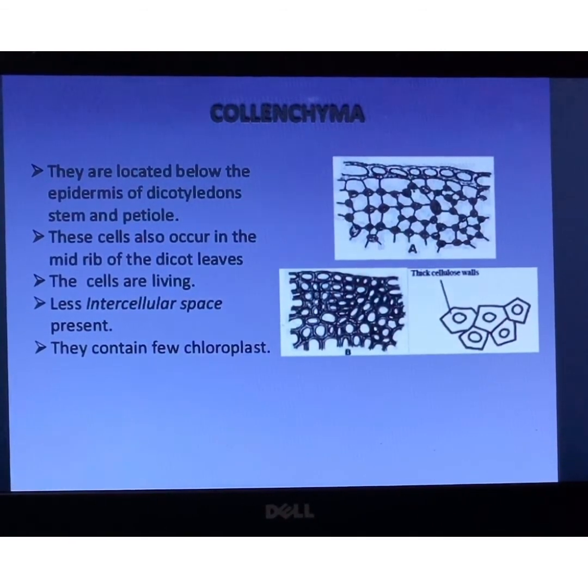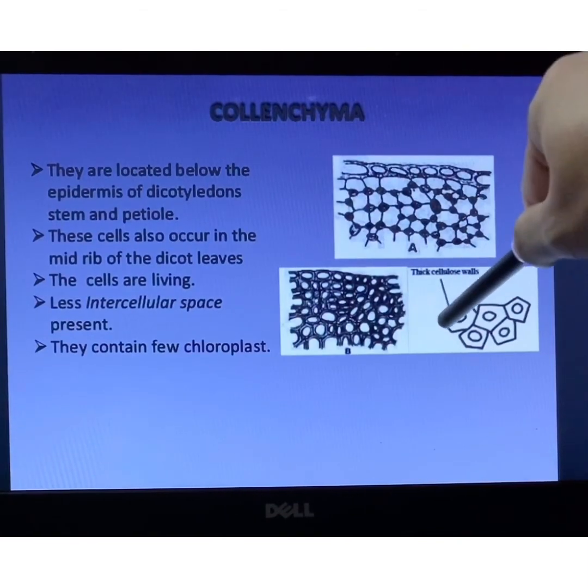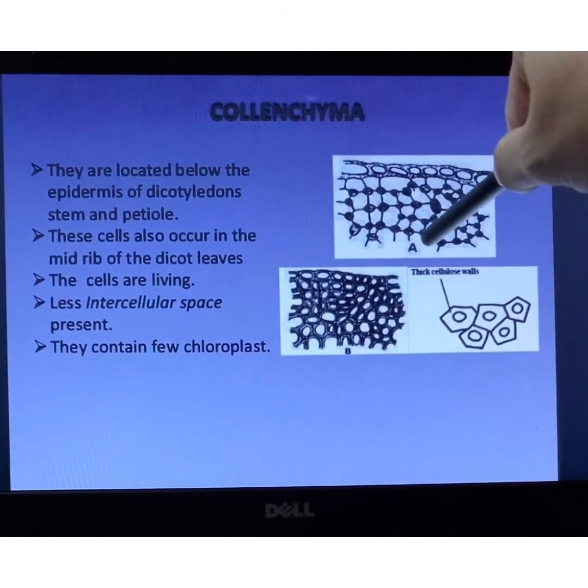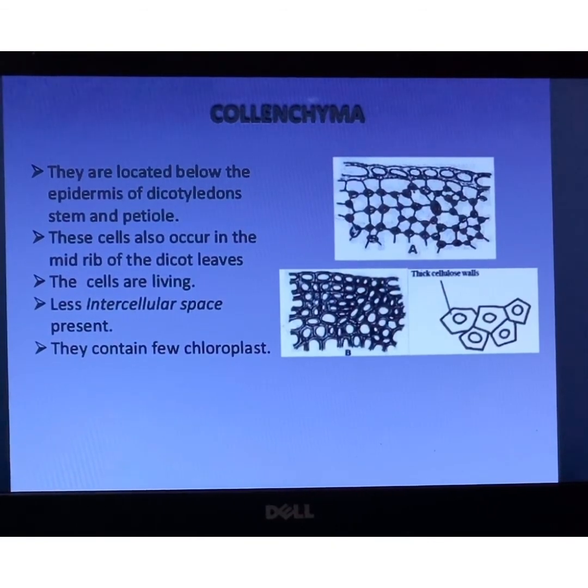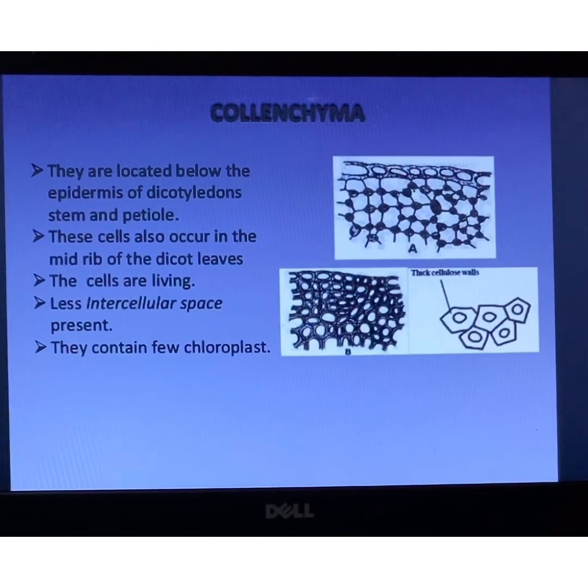Now, due to the presence of cellulose in the corners of the cells, the corners appear thickened, and might also appear uneven in the cross section. So this thickness you can see at the corner is because of cellulose deposition. These cells will have a living cytoplasm, and they will remain alive for longer periods of time. They provide flexibility to organs such as leaves and flower parts, and they provide mechanical strength to the plant body.